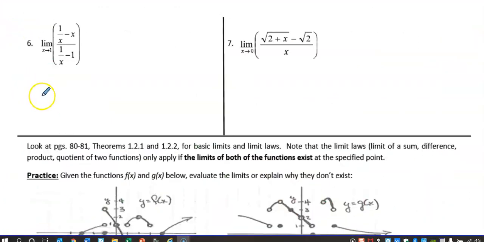Okay, so the next part we're going to talk about is other strategies. So we talked about substitution, and we talked about factoring. So now we're going to talk about other algebra manipulation problems. I will tell you there's something called L'Hopital's rule, which we're going to learn in this unit.